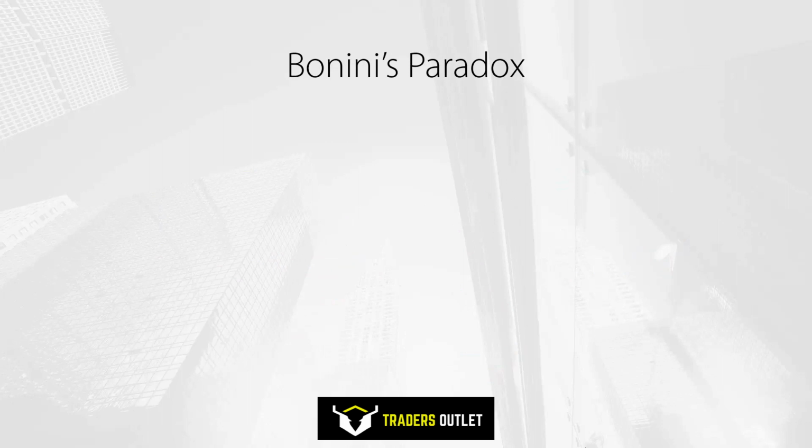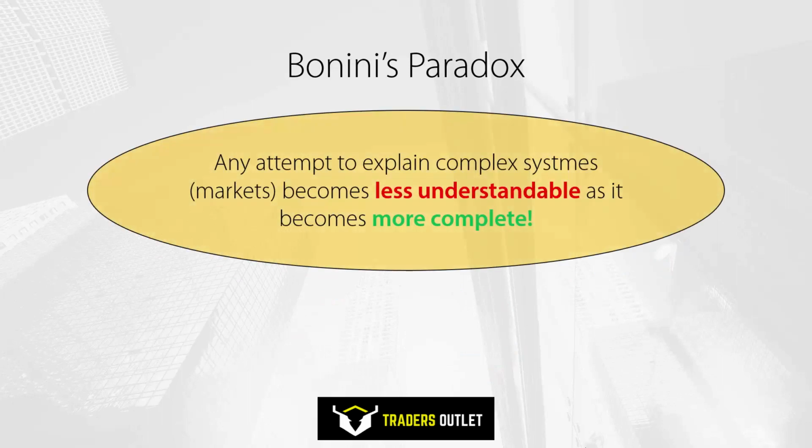Bonini's paradox claims that any attempt to explain a complex system like the markets becomes less understandable as it becomes more complete. In other words, since the market is a multivariate and multidimensional entity, any attempt to explain it fully becomes less understandable as it becomes more complete.